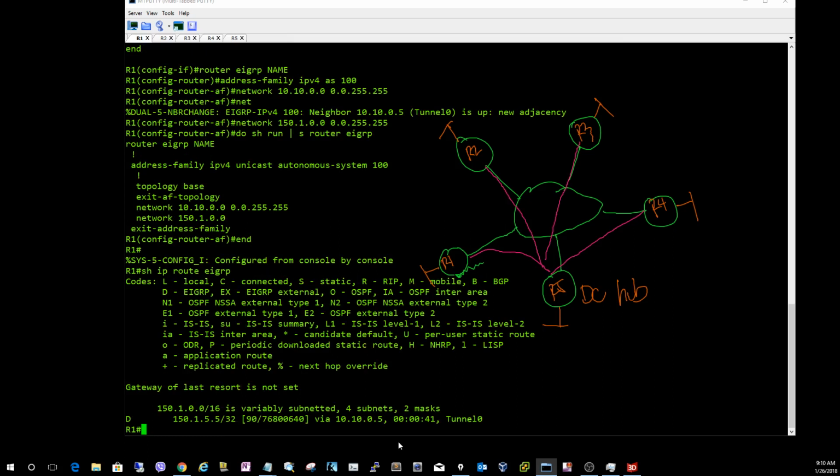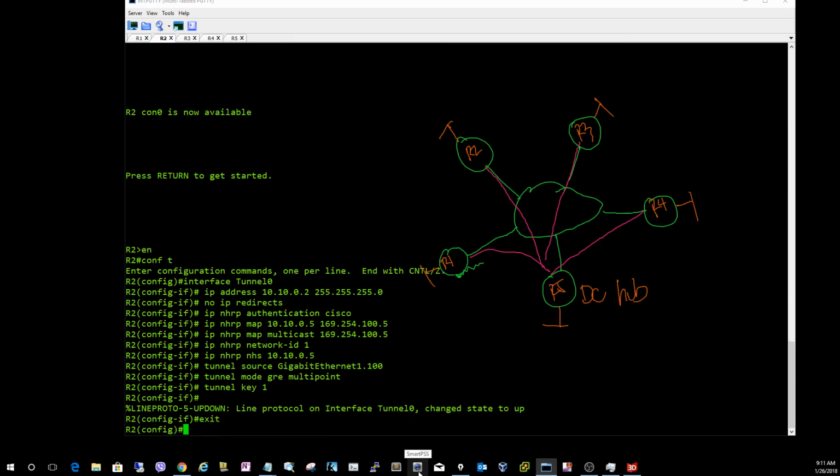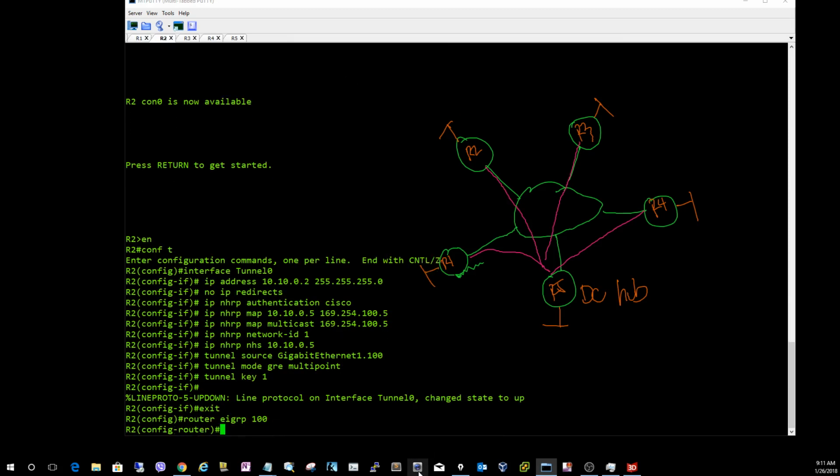Okay, cool. So the peering is now up, and we are learning the 150.1.5.5 coming from the hub itself. Now let's do this with the other spokes. I'm feeling a bit lazy now, so we're just going to do the classic mode.